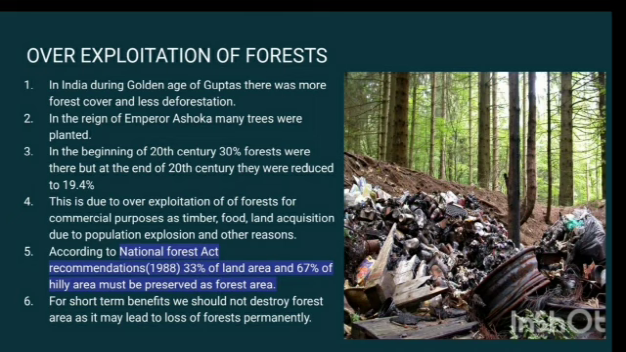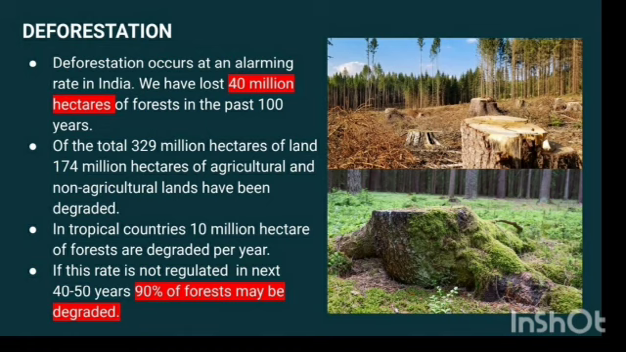Deforestation. Deforestation occurs at an alarming rate in India. We have lost 40 million hectares of forest in the past 100 years. Of the total 329 million hectares of land, 174 million hectares of agricultural and non-agricultural lands have been degraded. In tropical countries, 10 million hectares of forests are degraded per year. If this rate is not regulated, in the next 40 to 50 years, 90% of forests may be degraded.